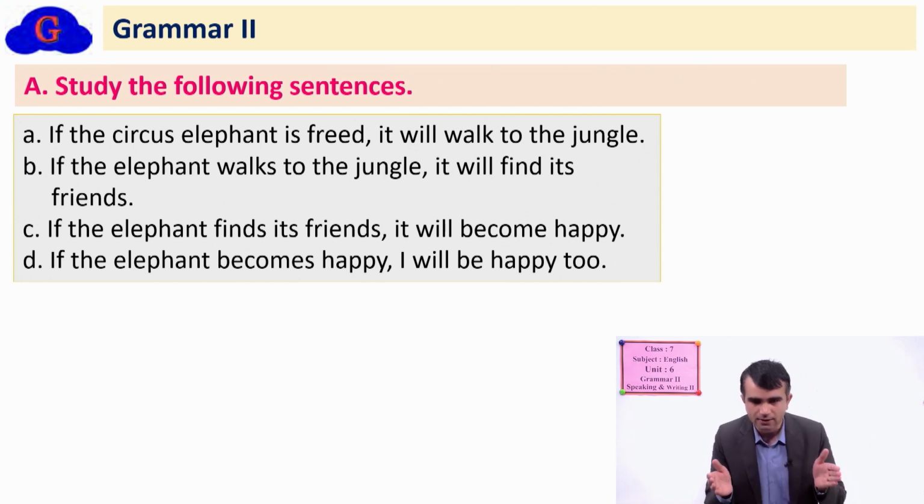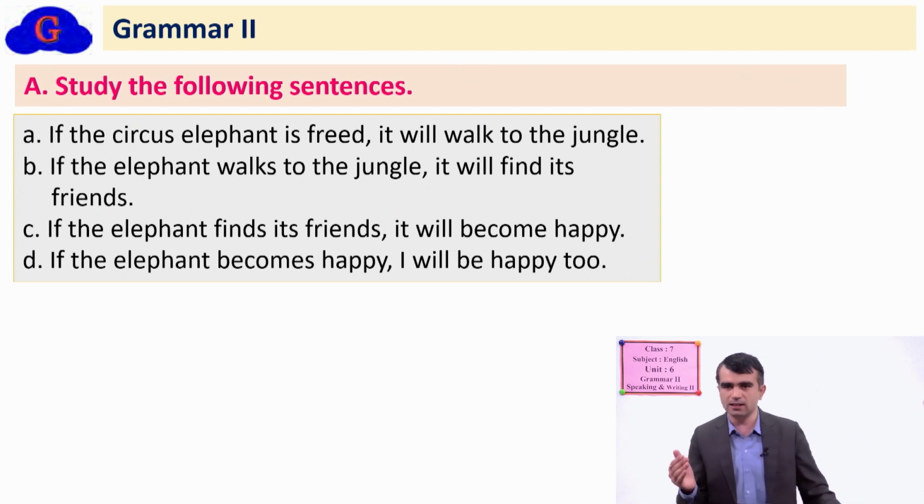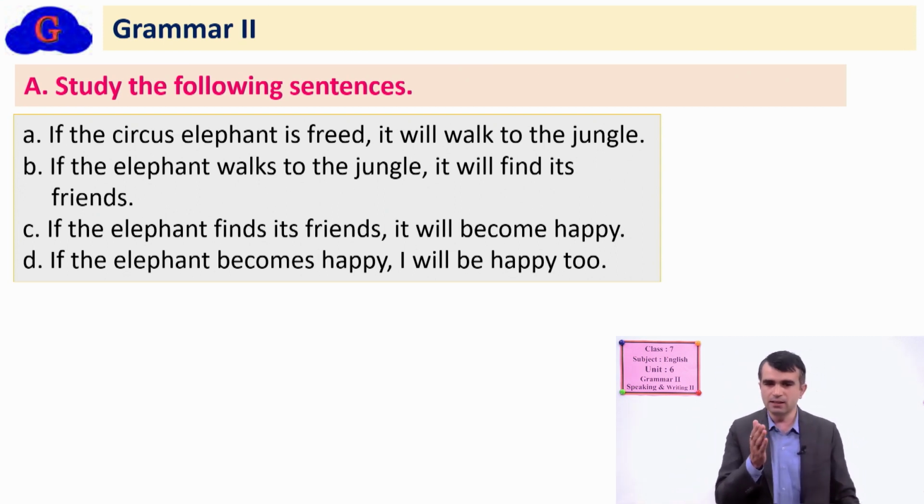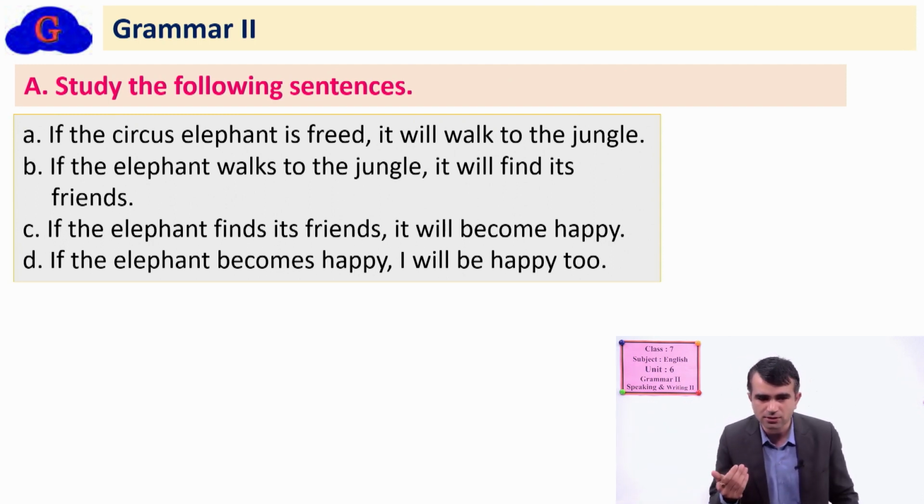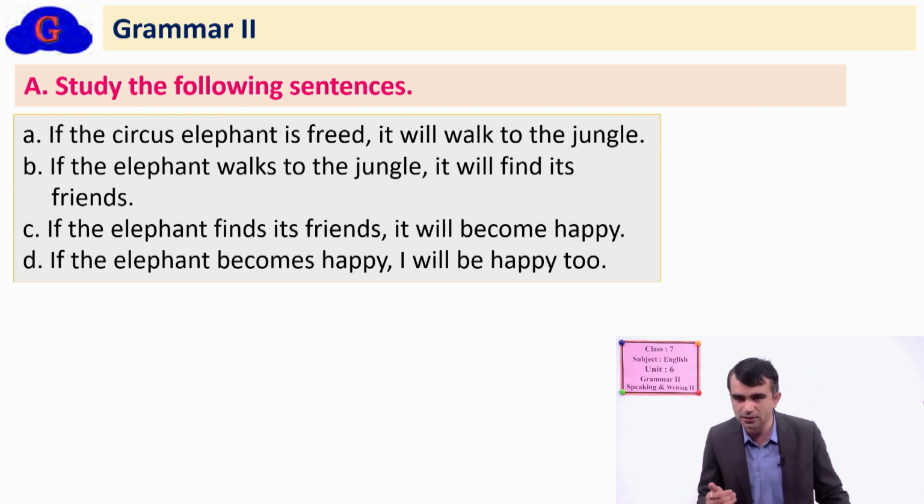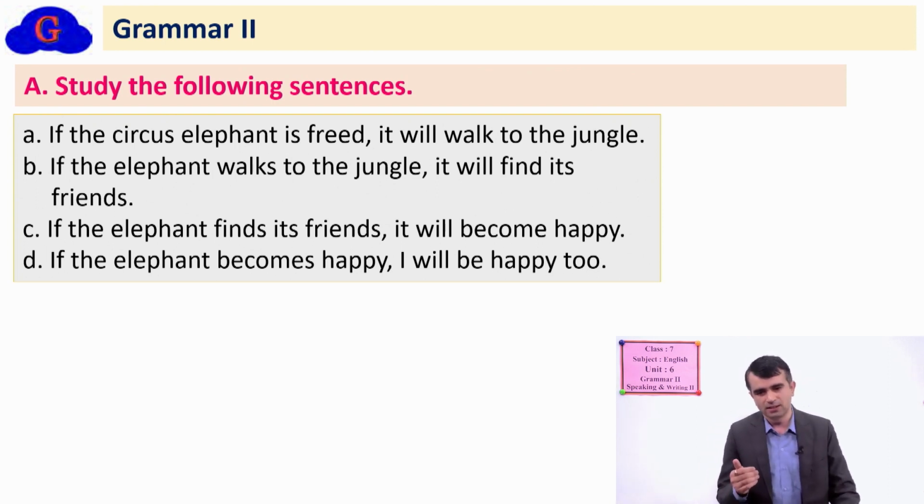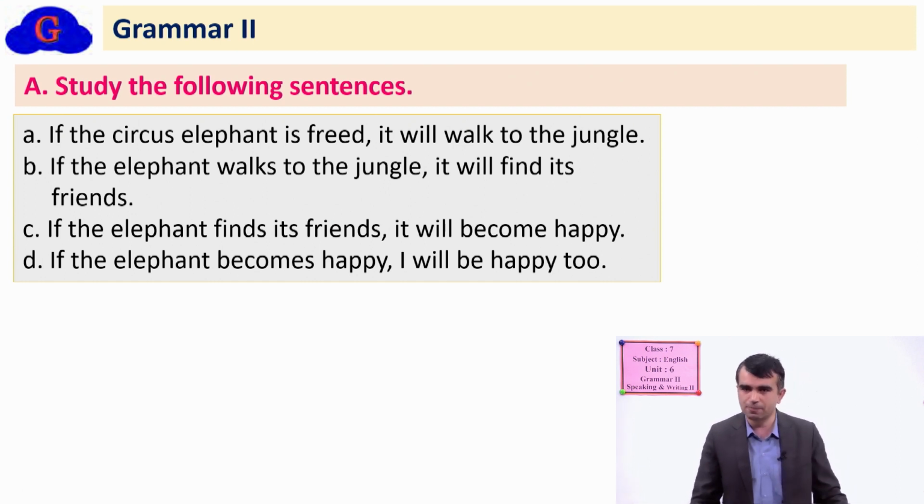Well, what is there in statement A, the first sentence, in the first part? There is freed, so simple present is used. Good. Second, B, if the elephant walks to the jungle, what structure is used? Very good, simple present again, or present simple. Third one, if the elephant finds its friends, there also simple present. Last one, the elephant becomes happy, that is also present simple.